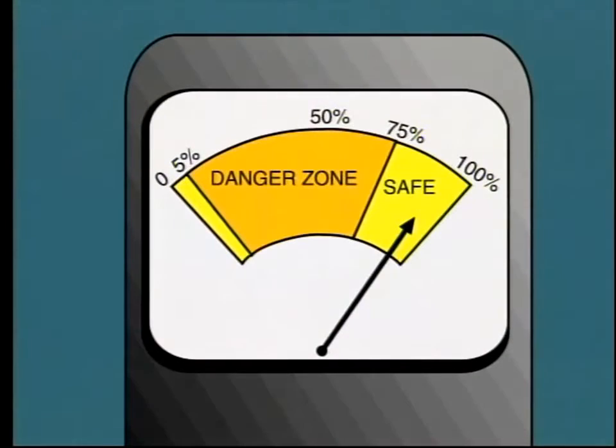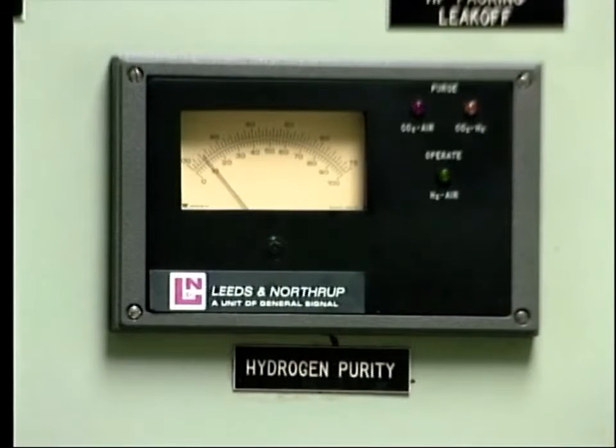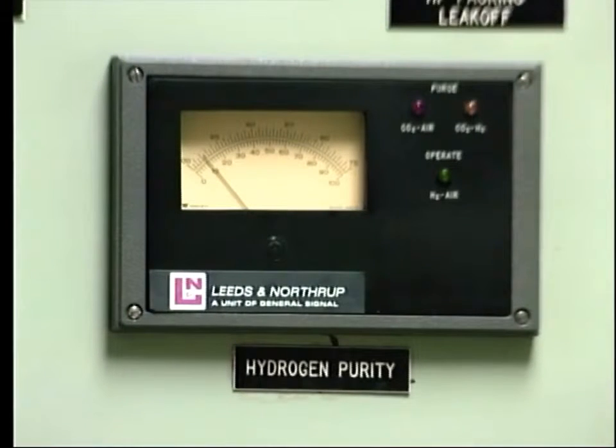The danger area for an explosive mixture is within the range of 5% to 75% hydrogen in air. For this reason, it is extremely important to maintain the purity of hydrogen inside the generator. Ideally, the hydrogen purity should be above 97%. Purity is continuously monitored and indicated, and alarmed if the level falls below the set point.